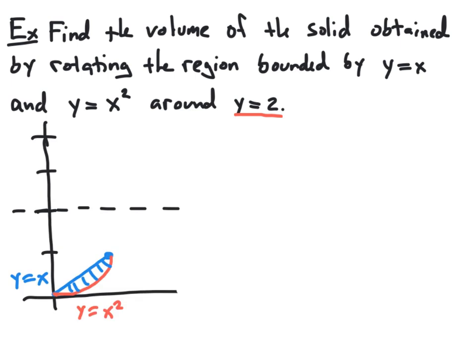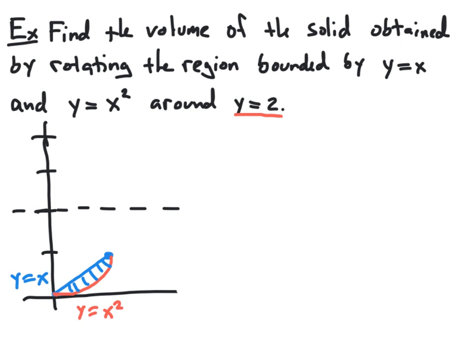Our first step is to sketch the region that we're going to be rotating. Here that region is bounded by the line y equals x, which is shown here in blue, and the parabola y equals x squared, shown here in red. The region that they bound is the blue shaded sliver between these two graphs. Notice that we only drew the portion of the line and parabola that we need to enclose our region.